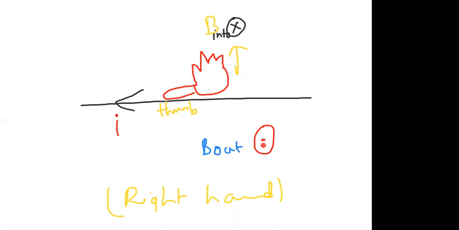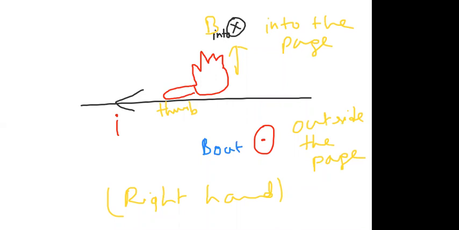Magnetic field is outside the page. Here magnetic field is into the page, and here magnetic field is outside the page. Like that we can give the information about directions here. Next one, observe. Suppose current is flowing in this direction.